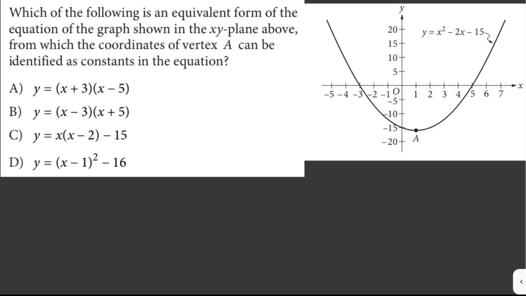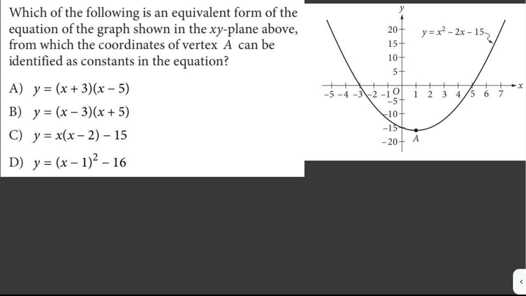Let's solve this problem here. Which of the following is an equivalent form of the equation of the graph shown in the xy plane above, from which the coordinates of vertex A can be identified as constants in the equation?